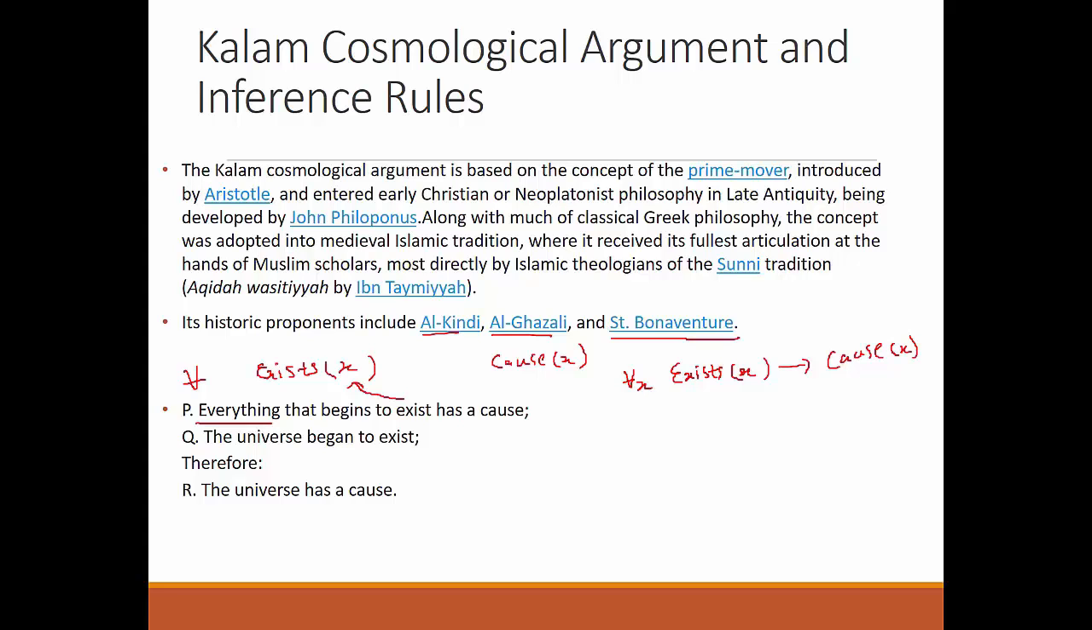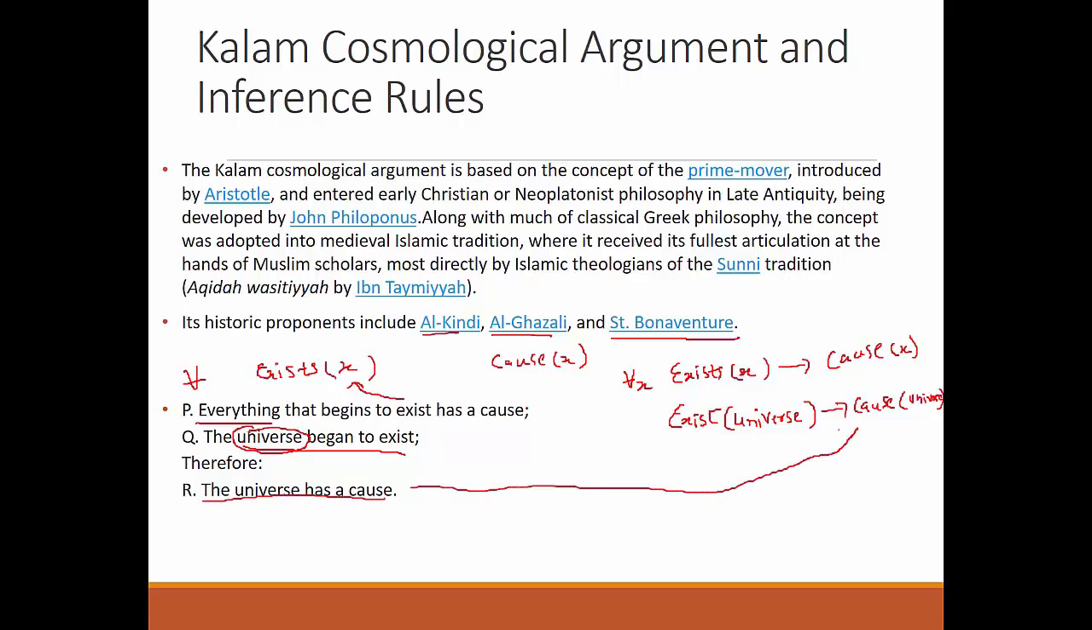Here, the universe began to exist. So the universe is a constant. If the universe began to exist, then for sure the universe has a cause. So this is what we call universal elimination, where we eliminate the universal quantifier.